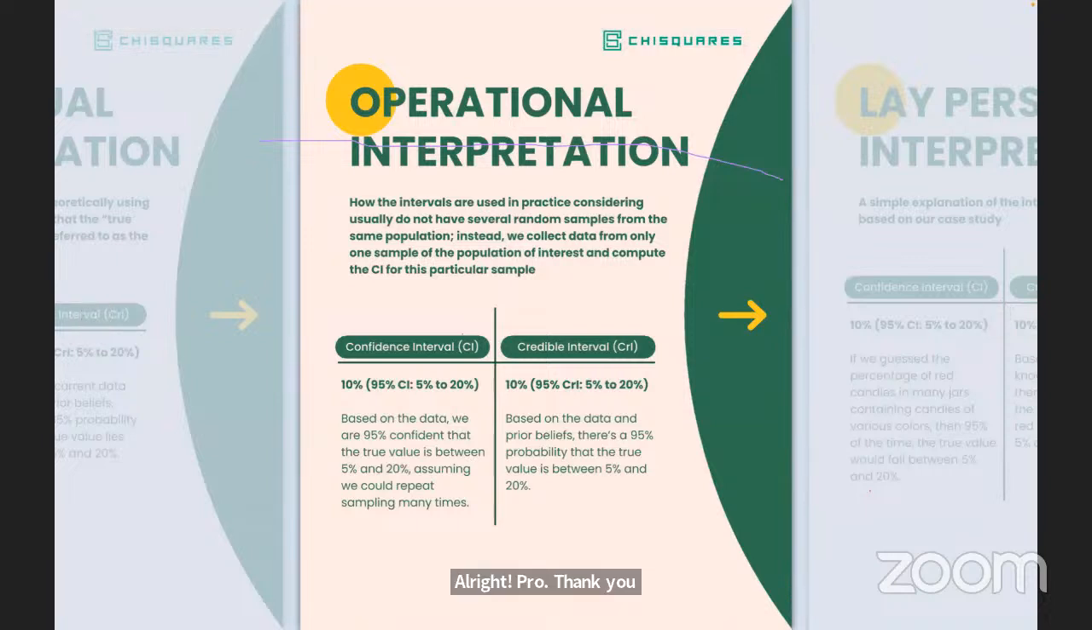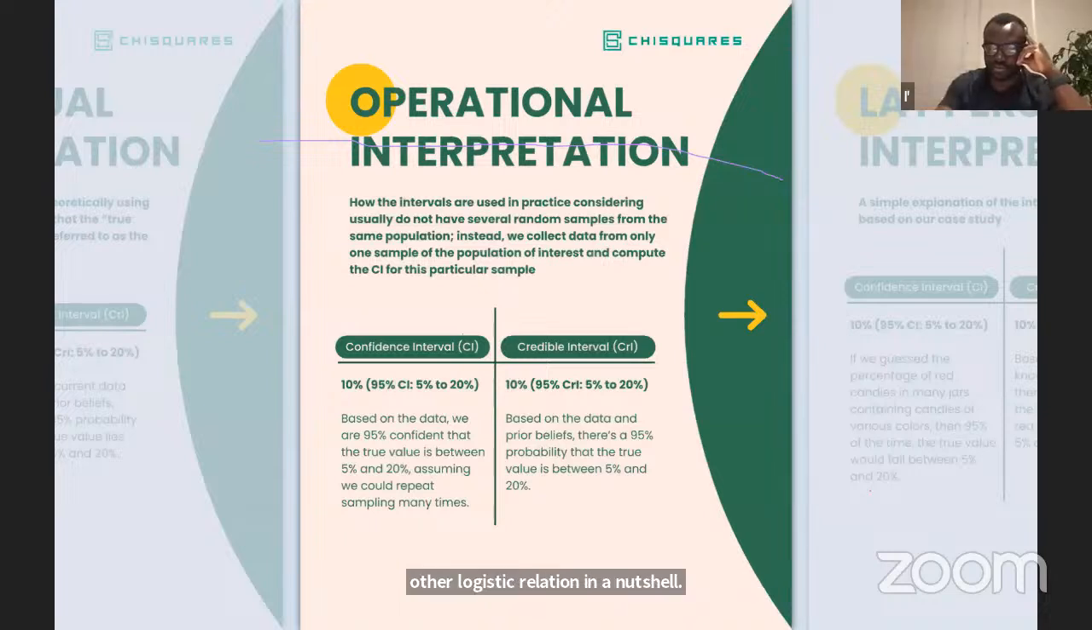I want to know what will be the difference between ordinal and ordered logistic regression in a nutshell, sir? None. The same thing. Potato.